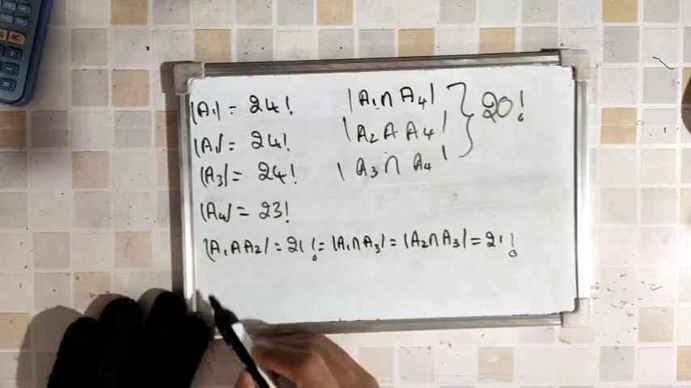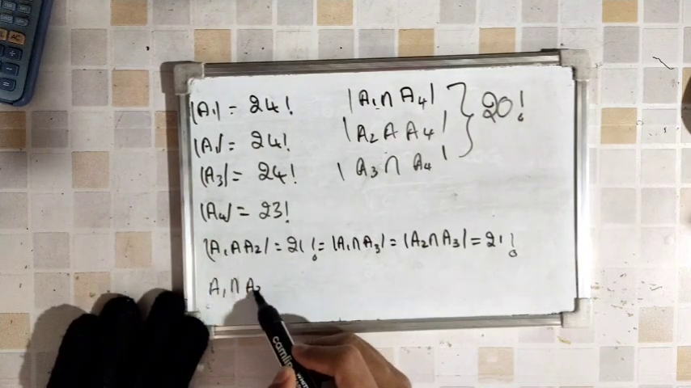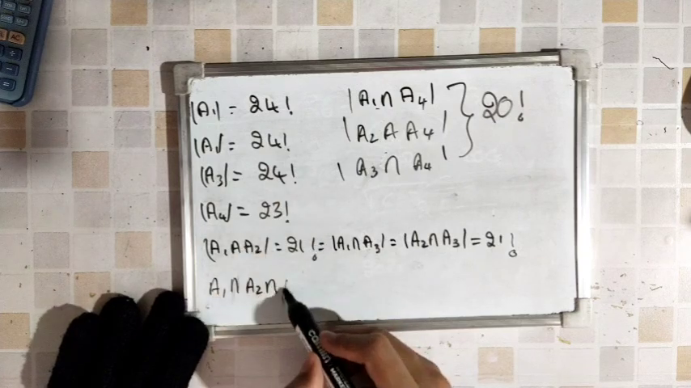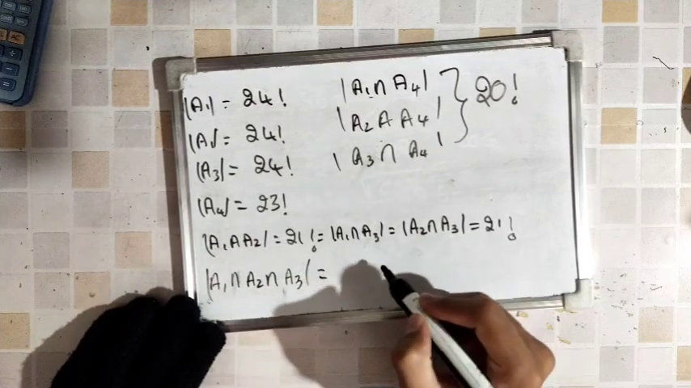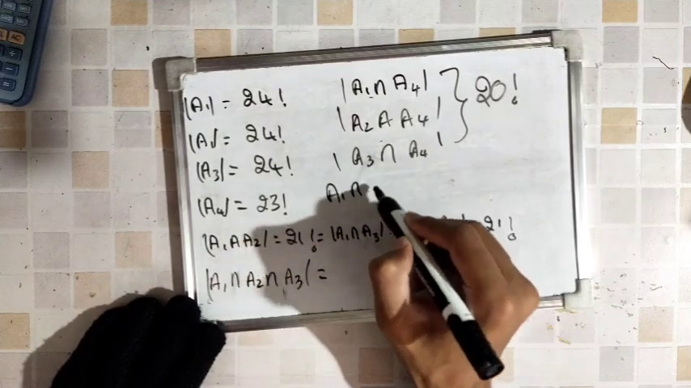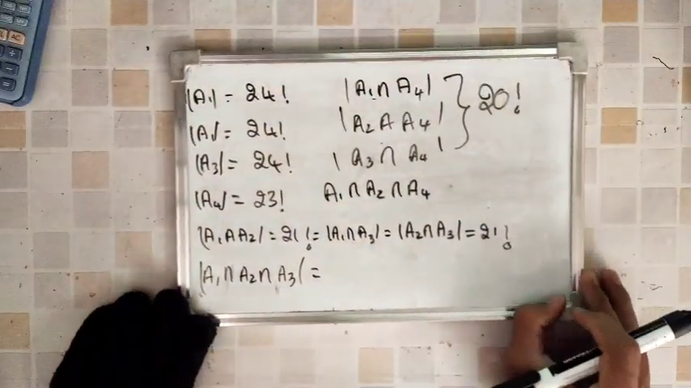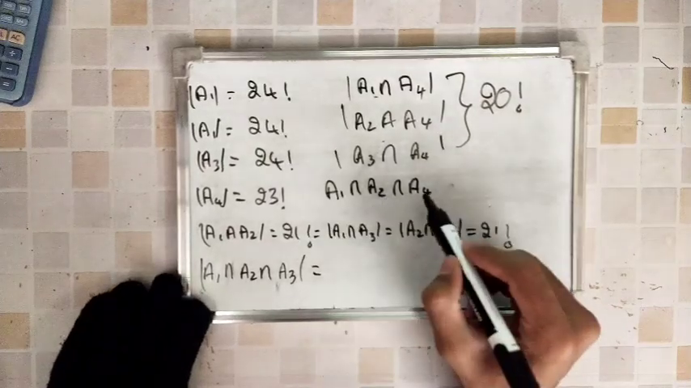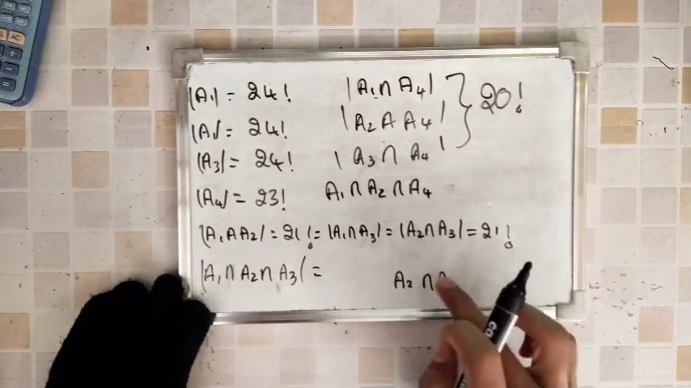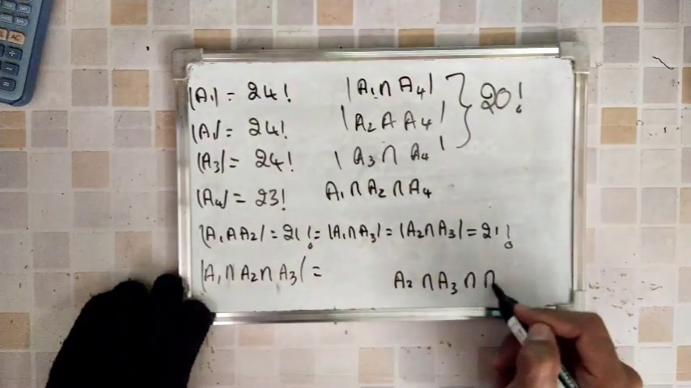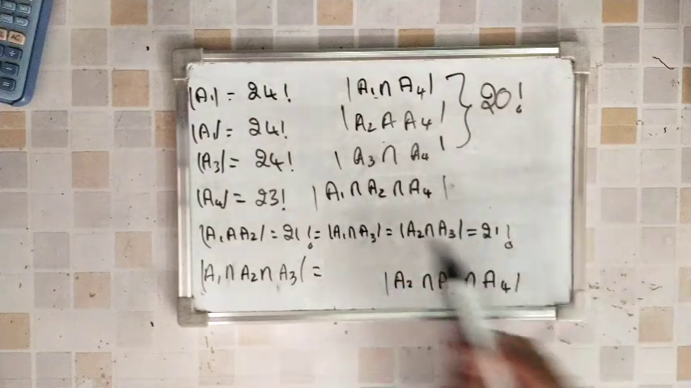Then I have to take three letters like that: A1 intersection A2 intersection A3. Then A1 intersection A2 intersection A4. Same way, A2 intersection A3 intersection A4. Okay, like this, 3 possible distinct ones I can do, right? So now see here, A1 intersection A2 intersection A3.